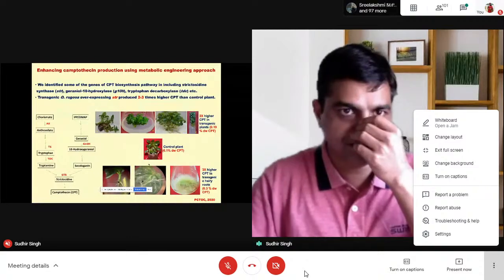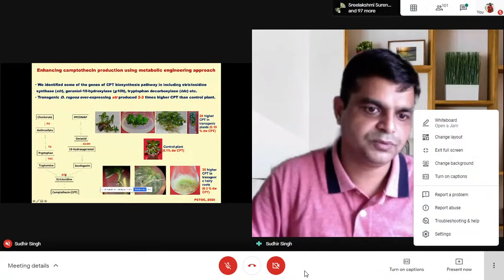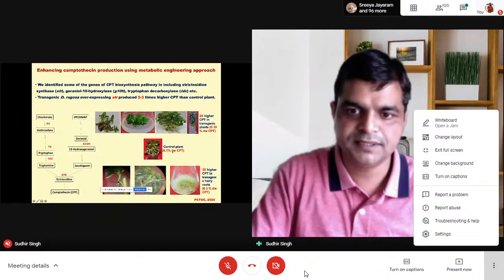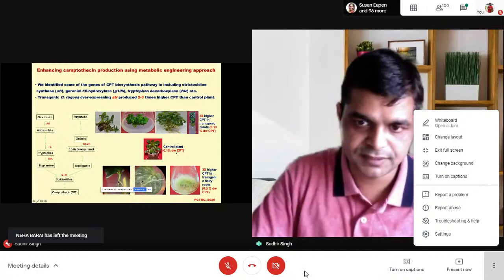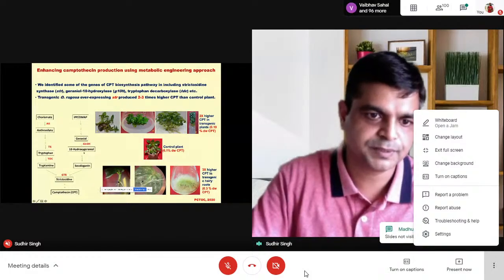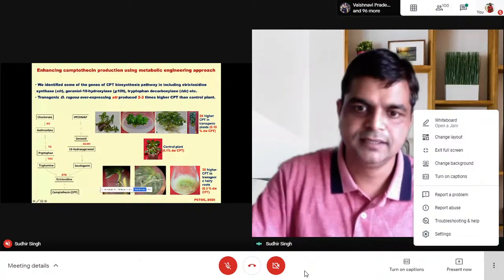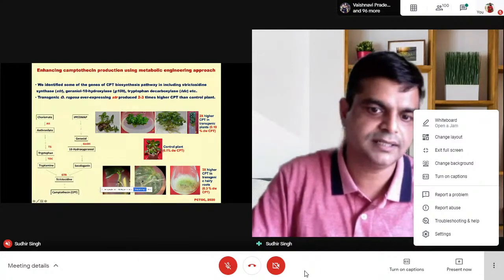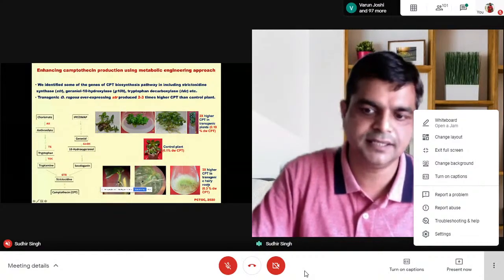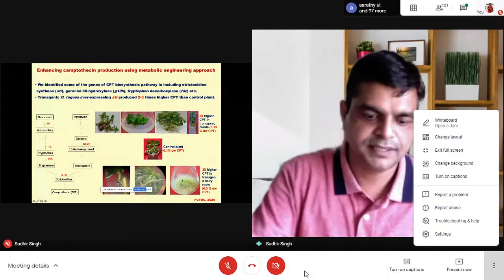So this entire story I just summarized in a single slide. What we did is we overexpressed the STR, and this was our control plant having 0.1 percent dry weight camptothecin, and by the transgenic approach, overexpressing STR, we could achieve 2-fold higher CPT in the transgenic plant. And when we overexpress this STR in transgenic hairy roots, we could get 3-fold higher CPT in transgenic hairy roots overexpressing the same STR gene. That is our transgenic hairy lines.